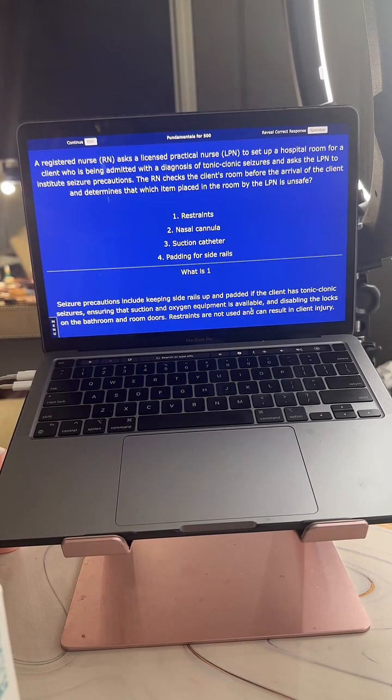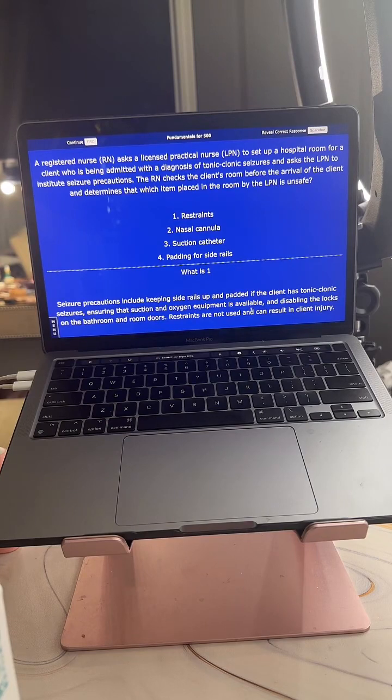Restraints. First of all, this is a side note. If you're in fundamentals, or honestly, it doesn't have to just be fundamentals, if you see the word restraints, I want you to look around that answer choice and really pay attention to it, because if the question is asking what the wrong thing to do is and it has restraints, it's a good chance that restraints is the right answer for why it's the wrong thing to do. Does that make sense?